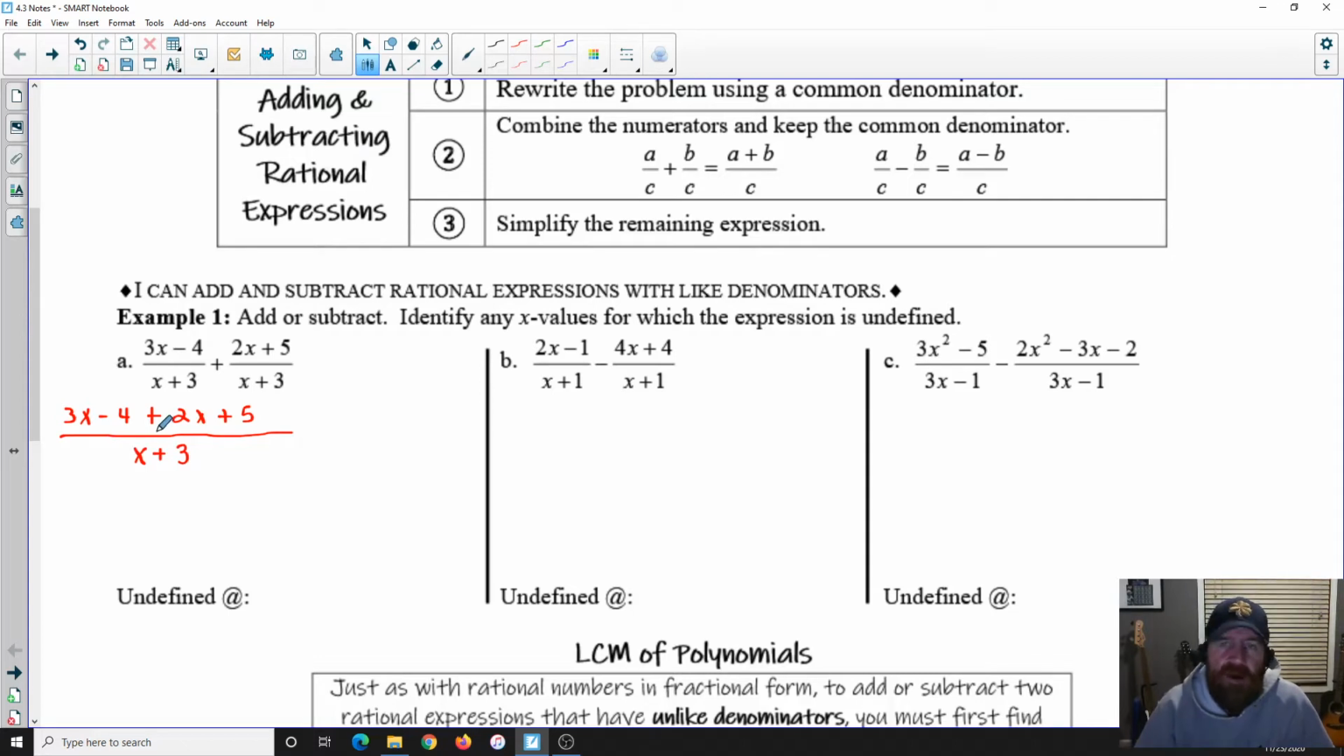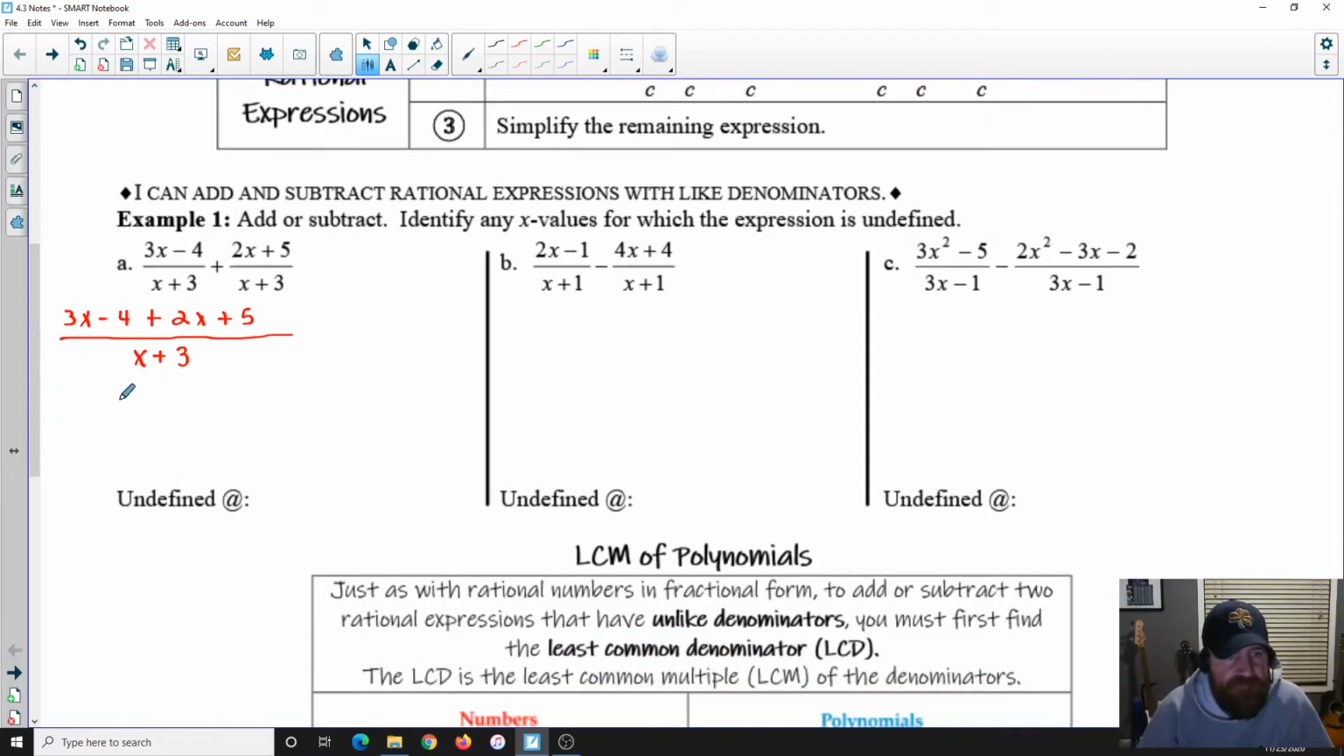So now we can go ahead and combine like terms on top. So 3x, 2x would be 5x, and then negative 4 and 5 makes it 1. That's all over x plus 3. And remember, we have an undefined value at x equals negative 3. So remember, whatever makes the denominator 0. So we learned that when we were multiplying and dividing rationals.